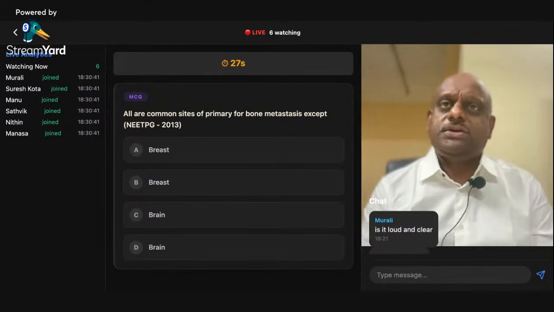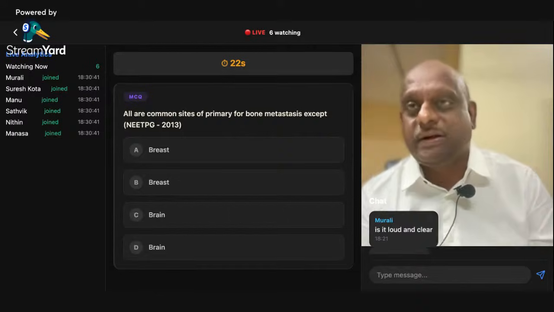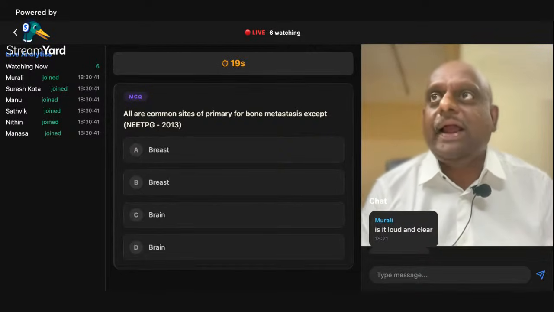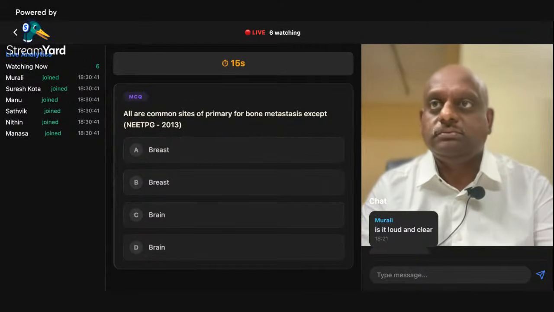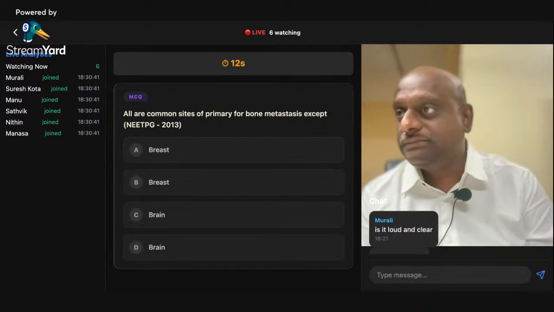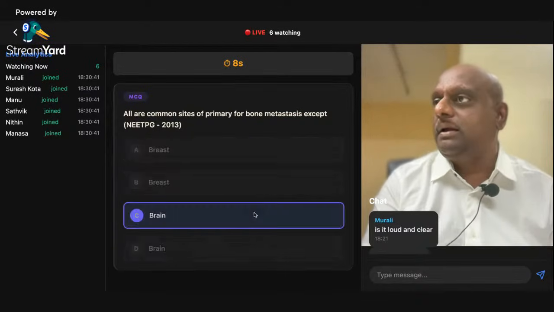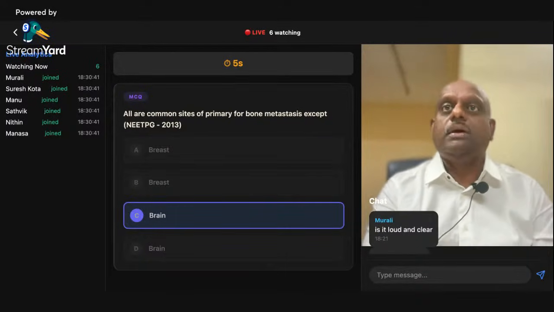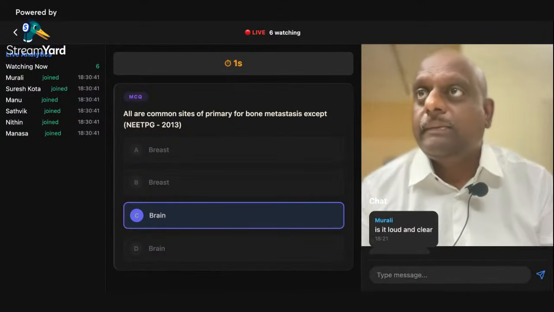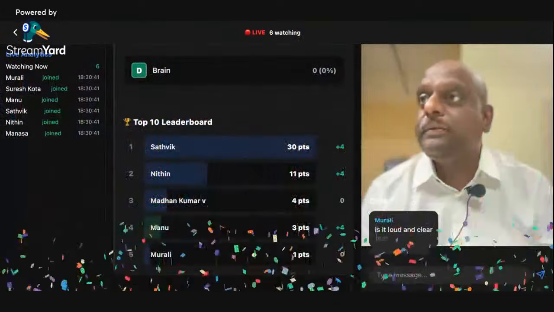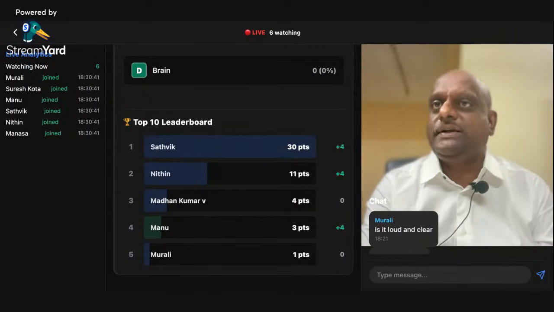Now, these are all the common sites which are primary for the bone metastasis, except. Manasa and many more who are all online. Yeah. Yes, doctor. So these are all the common sites of the. Good. So Satvik and Nitin correctly answered, even Manu also correctly answered.